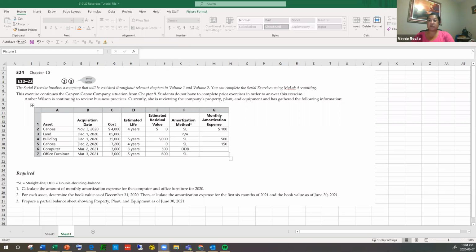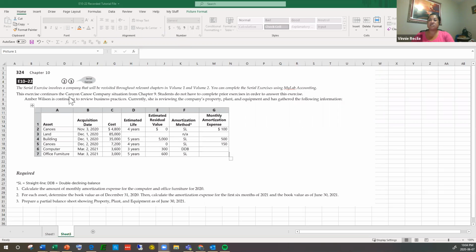Okay, so let's take a look at the problem. You can see it here in Excel. The serial exercise here involves a company that will be revisited throughout relevant chapters. So this is a problem that's been ongoing. You've seen it in previous chapters. So this is essentially a continuation of that problem.